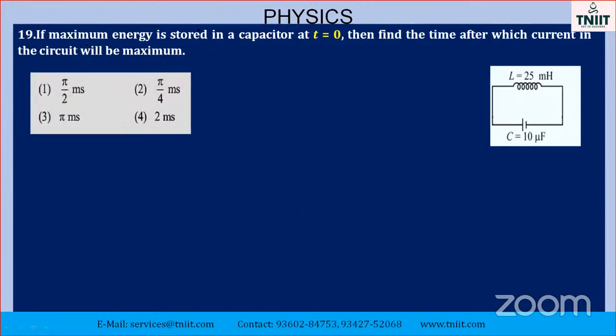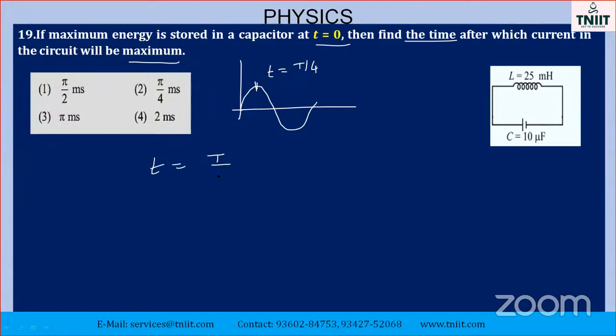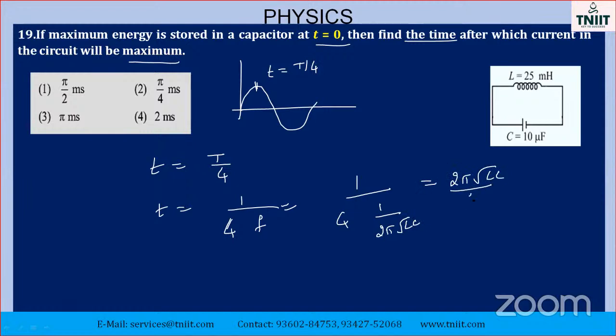The maximum energy stored in the capacitor is at T equals to 0. After what time does the current in the circuit become maximum? Current in the circuit will become maximum after an interval of time T by 4. So time should be T by 4. And you know that time period is the reciprocal of frequency. So T can be taken as 1 by F, and frequency is nothing but 1 divided by 2 pi into root LC. So this 2 pi root LC goes to numerator, divided by 4, or you can say pi by 2 into root LC.